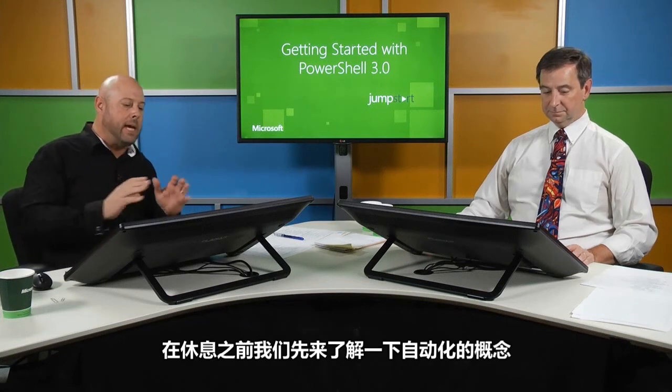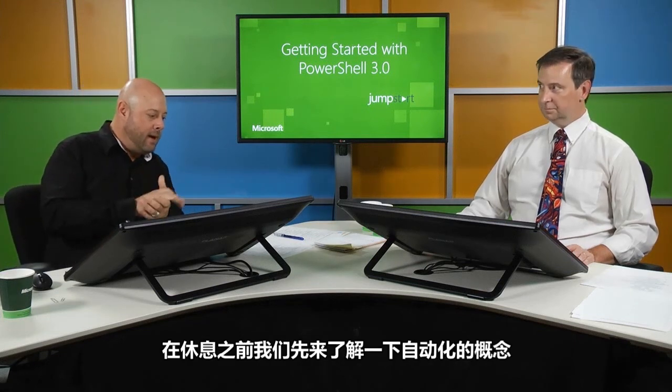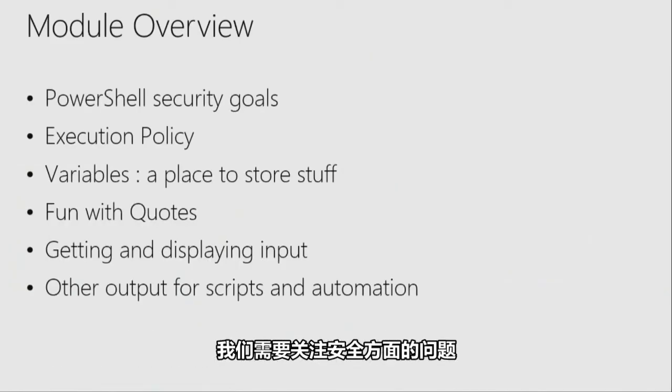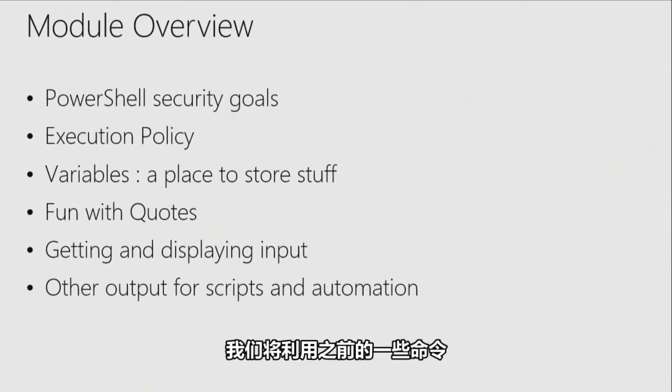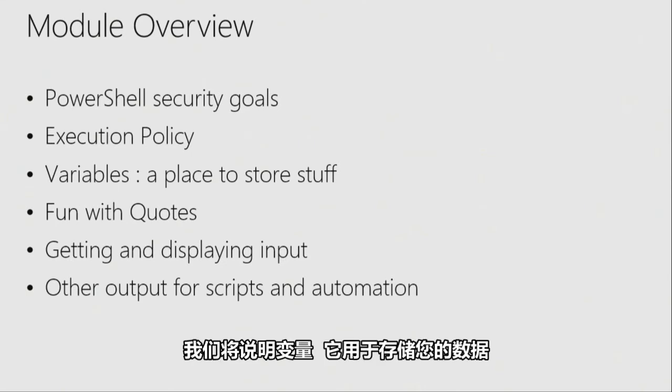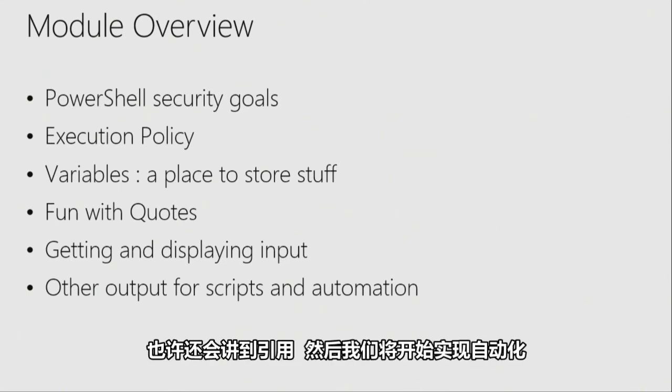But before we take a break, let's get started on this concept of automation. To do that, we need to start to talk about things like security, because we're going to talk about scripting now. We're going to take the commands that you're building as one-liners and automate them by putting them into a script and just telling the script to run them for us. No major deal yet. It's pretty straightforward, but to run a script requires some special security. So we're going to talk about security, variables, a place to store your stuff, maybe a little bit with quotes, and then we'll start getting into the automation.